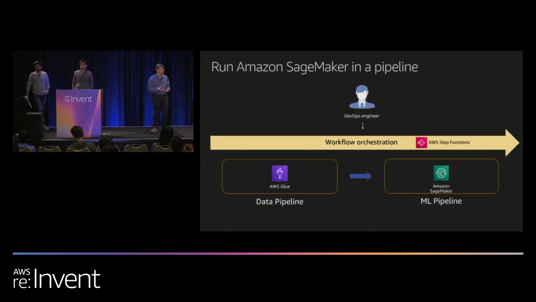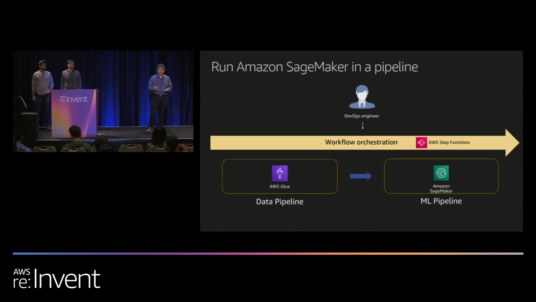Now, because it's a modular and API-driven architecture, Amazon SageMaker can be seamlessly integrated into a pre-existing workflow. For example, if you want to build a workflow that has data processing, model training, and model deployment, you can easily use services like AWS Step Functions to orchestrate services like AWS Glue, which is a serverless ETL service, and Amazon SageMaker to build out a pipeline that includes data processing, model training, and model deployment.